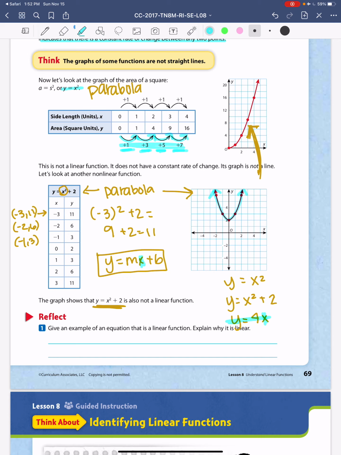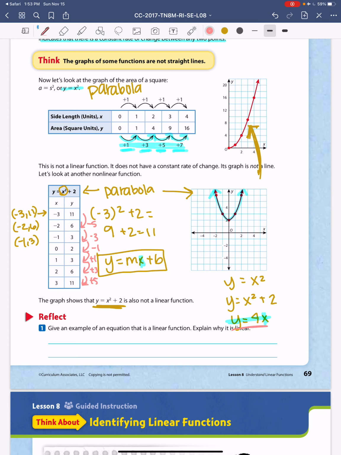Okay? Same thing for this one here. It decreased by 5, then it decreased by 3, then it decreased by 1, then it increased by 1, then it increased by 3, and increased by 5. Okay, so it doesn't have a constant rate of change. But this for our y equals 4x does.